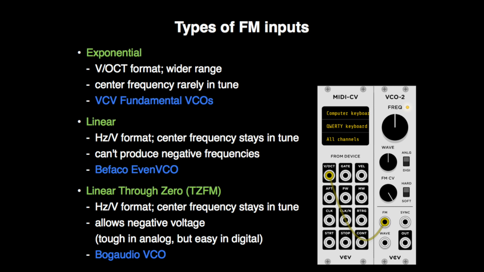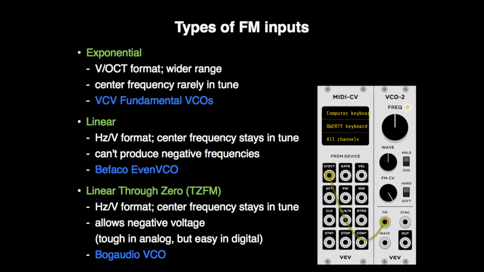Linear through 0, however, uses a hertz per volt format also, but this time the center frequency stays perfectly in tune because this time it allows negative voltage as well. So if you have a sideband that goes into the negative territory, it turns around and comes back and we hear it in the positive range as well. So this is the best for working with FM. It's what we have on the Bog Audio VCO, and that's why I'm using that today.